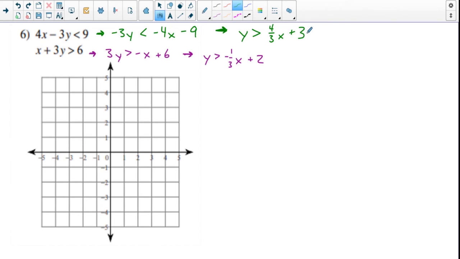Okay, I see a mistake that I made here in the green equation. So this was a positive 9, which means that when I divide by negative 3, this should be a negative 3.